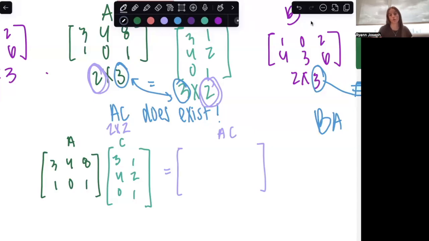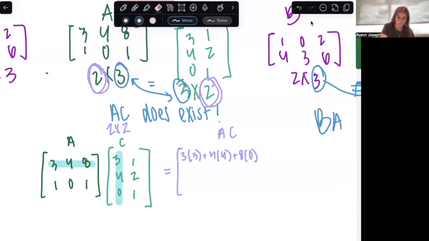The way that we solve for this is we always do row times column. Remember, those values are going to match. So row times column. So starting off, I have my first row. Okay, so my first row times my first column. So 3 times 3 plus 4 times 4 plus 8 times 0. Looking here, I took each value and then I multiplied it by its corresponding value in C.